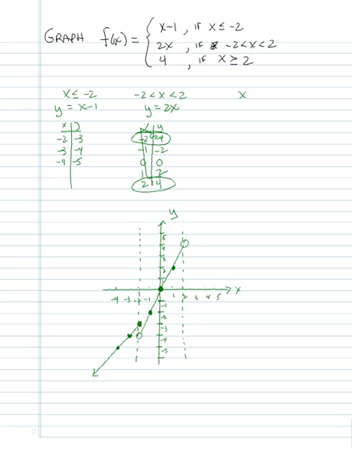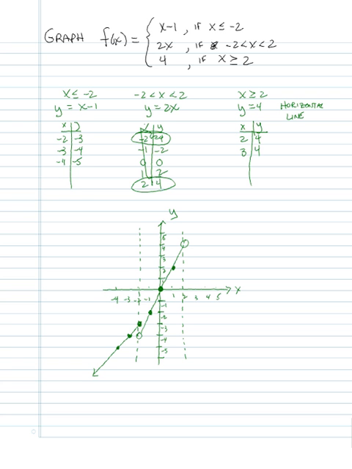And then finally, for x greater than or equal to 2, I'm graphing y equal 4. Remember, that's a horizontal line. But it's not an entire horizontal line, because we're not using all x values. Now we can use the x value of 2 and y would be 4. And we can use the x value of 3, and y would be 4.